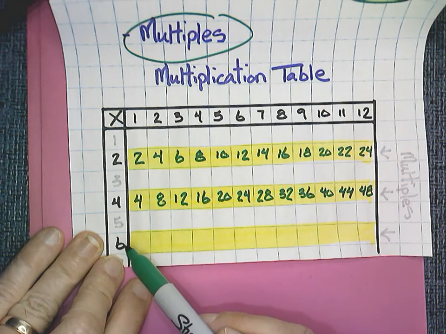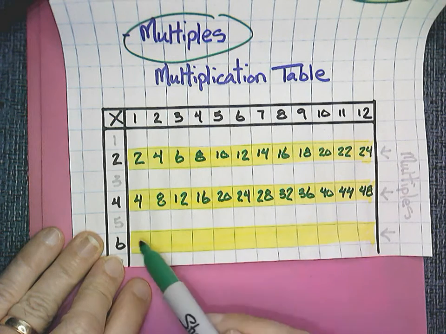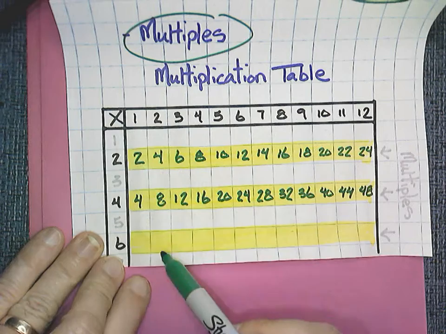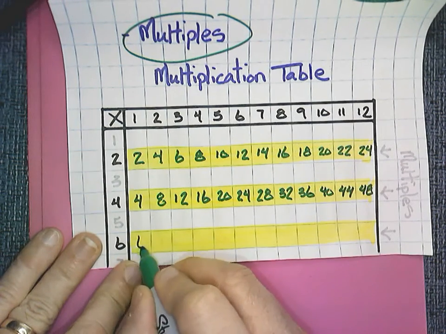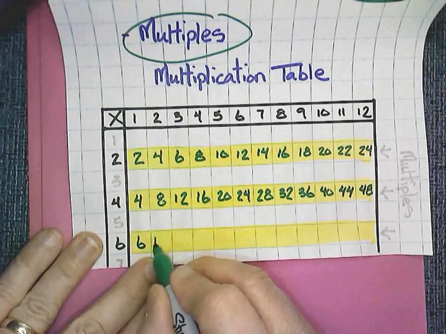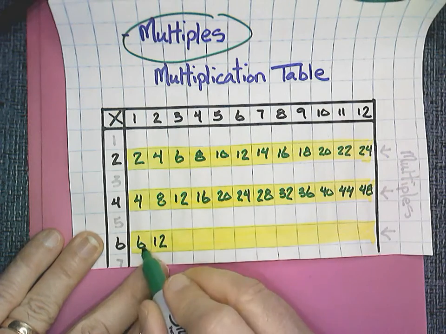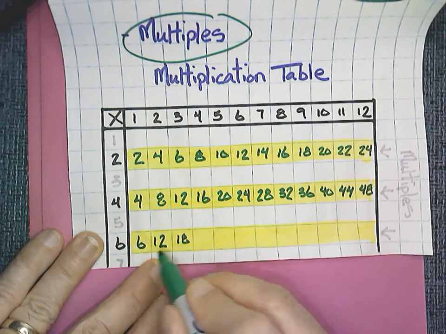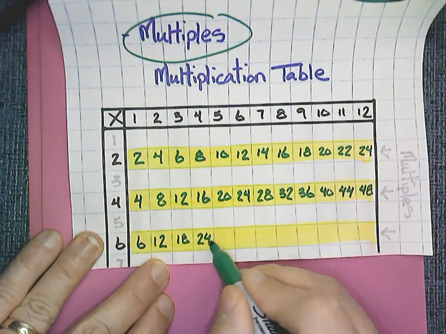It's the same thing. I'm going to write multiples of 6. In other words, 6 times 1 would be 6. 6 times 2 would be 12. 6 times 3 would be 18. 6 times 4, and you get the idea.